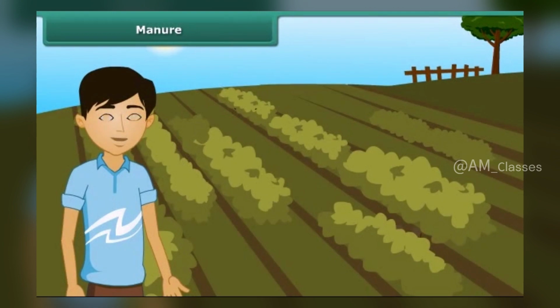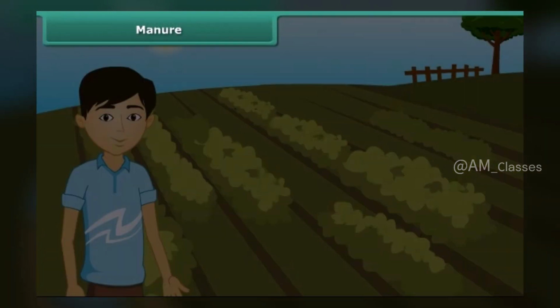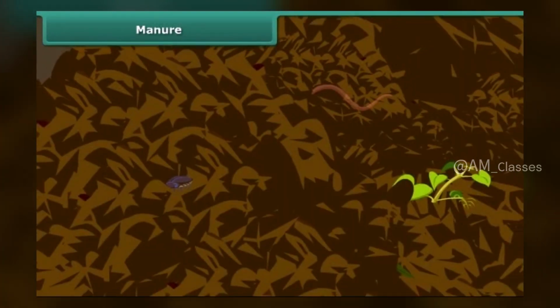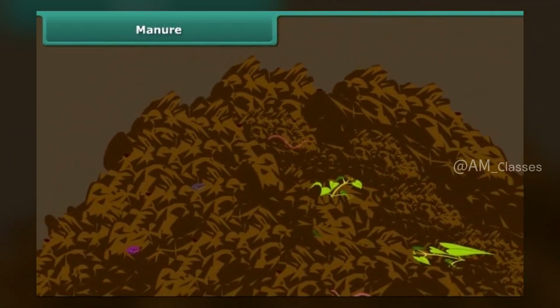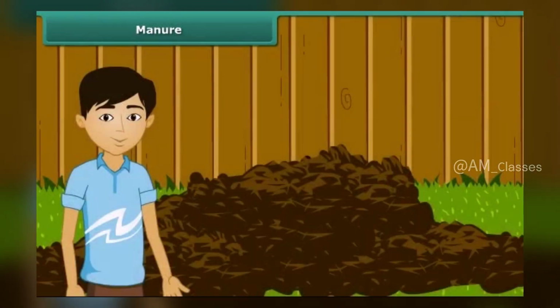Friends, now let us move on to the next topic of this module. I'm sure you must have heard the term manure many a time. Do you know what it is? Okay, let us see. Manure is an organic substance obtained from the decomposition of plant and animal wastes. To make it, farmers dump plant and animal wastes in pits at open places where they are decomposed by microorganisms.